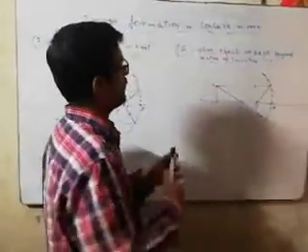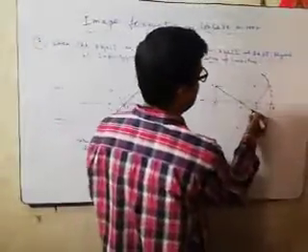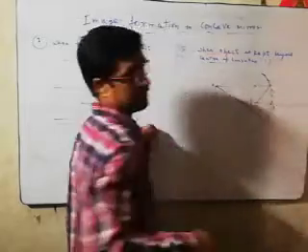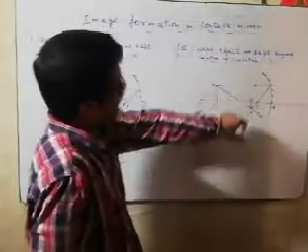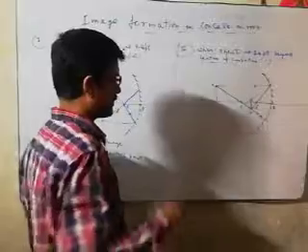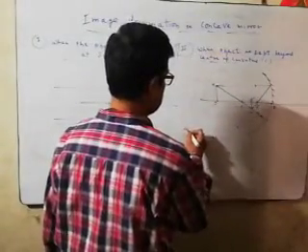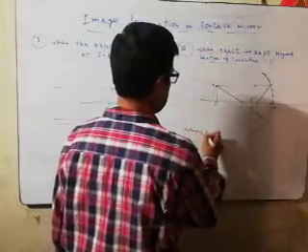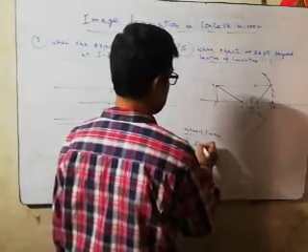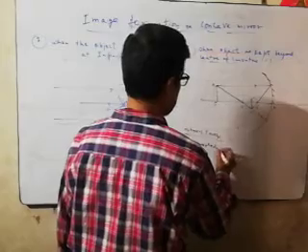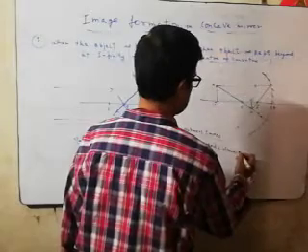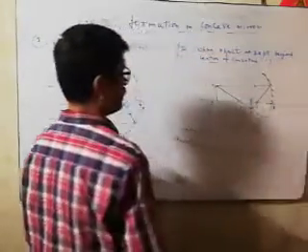So here, you can see, the image will be A dash B dash. This image is also a real image. So nature of image: real, inverted, diminished, in front of the mirror.